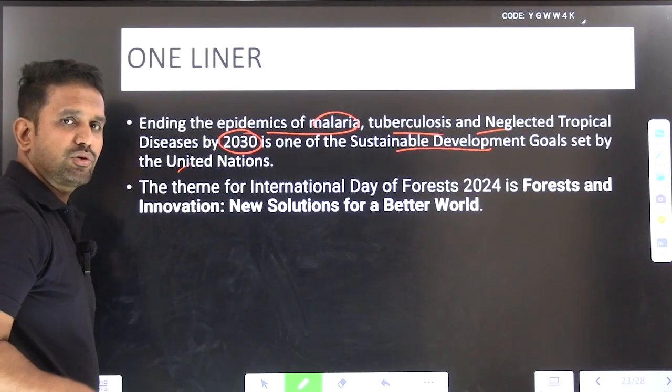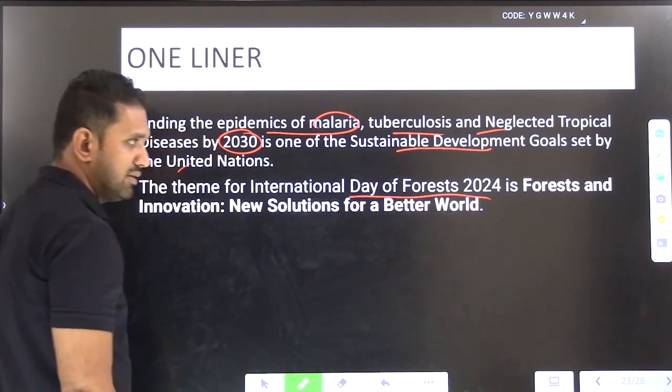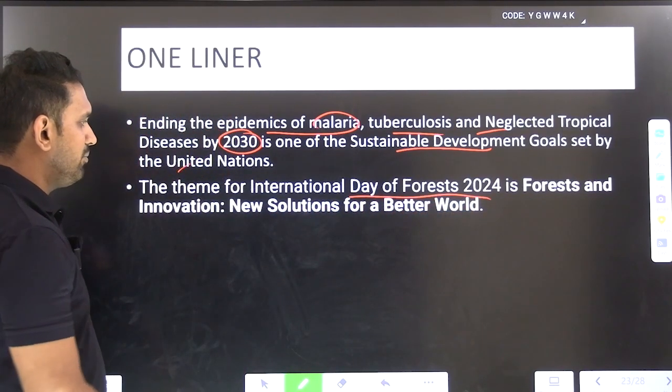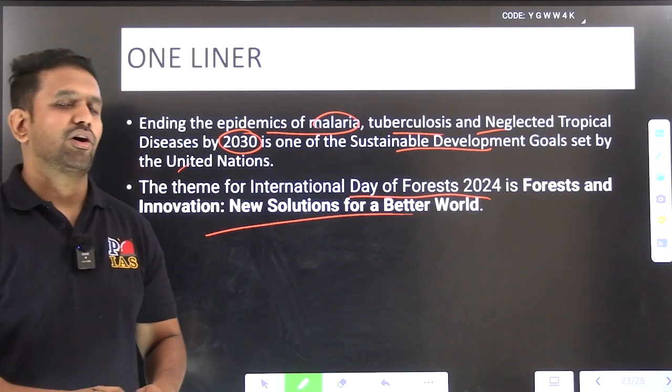Today, 21st March 2024, International Day of Forests is being celebrated across the world and the theme is New Solutions for a Better World. This is all about today's current affairs.